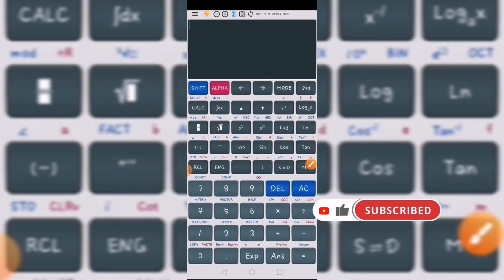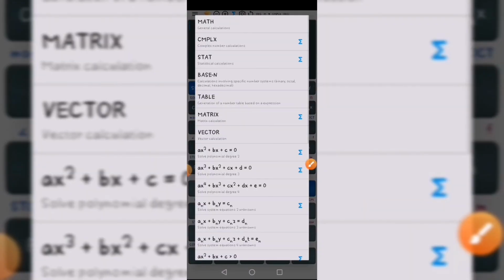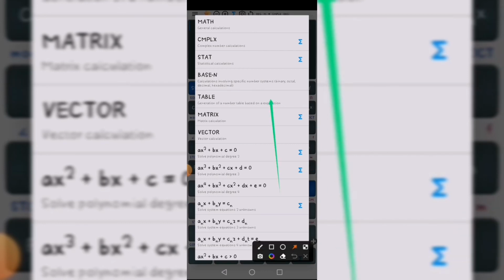Okay, so this is a calculator. The first thing you need to do is activate it in complex mode. So you go to mode on your calculator, and on your calculator the complex is number 2, so you choose number 2. When you do that, you activate the calculator into complex mode.